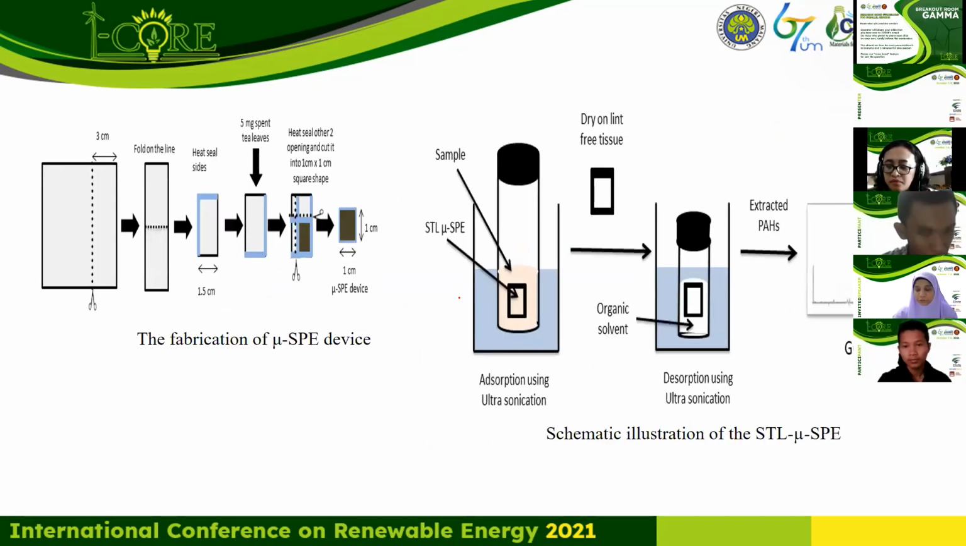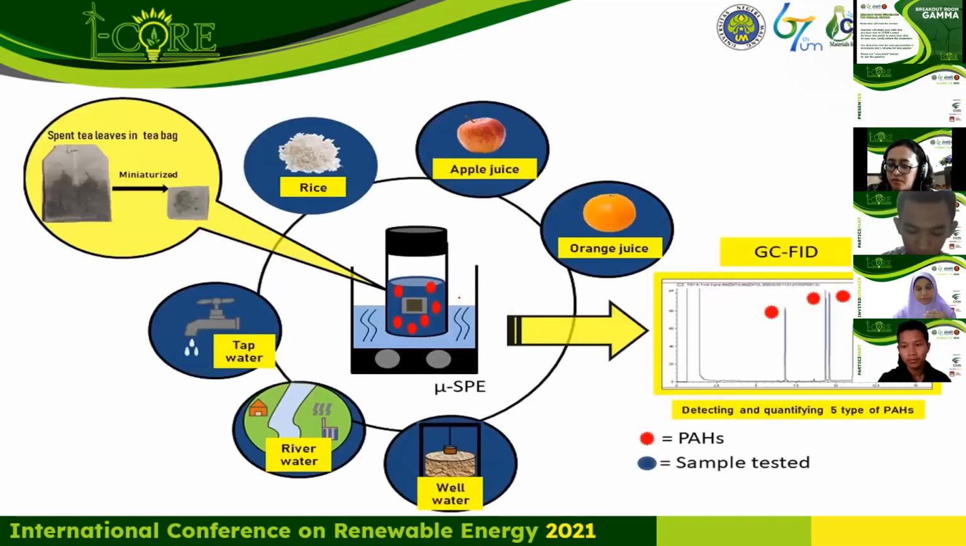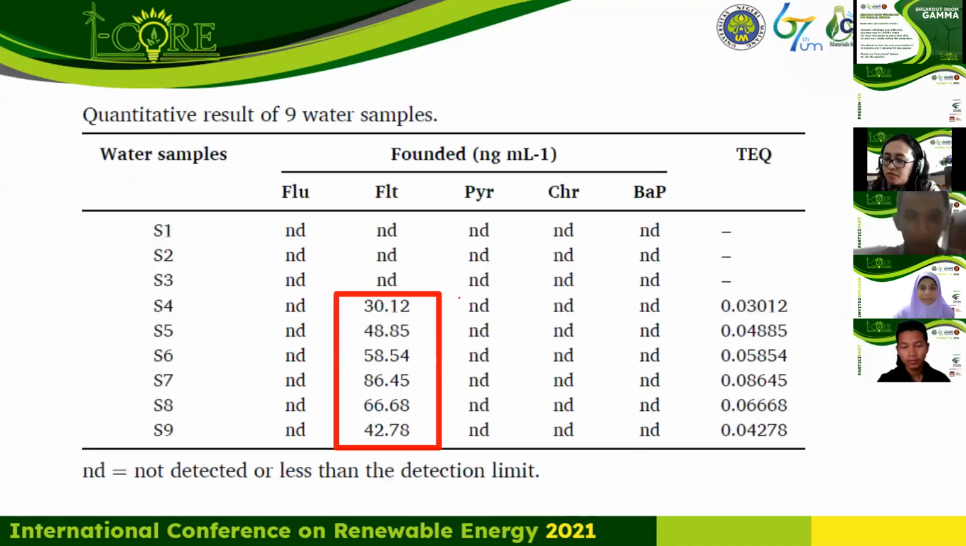This is a simple method to fabricate our sample techniques. We use a lot of types of samples at the end, for example, rice, apples, and juice, and we validate it. And then finally, we managed to apply it in some samples that can be detected of the polysaccharide aromatic carbon.